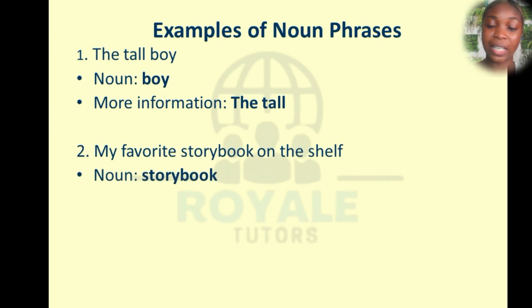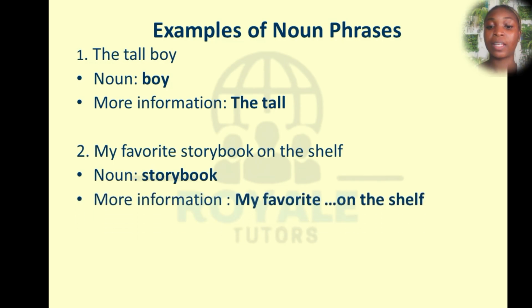The storybook is the noun, and then let's look at the other information we have. My favorite and on the shelf. That's to say, my favorite on the shelf is the additional information that makes this a noun phrase. Having storybook alone is not enough to call it a noun phrase, but having other information added to it, yes, it is now a noun phrase.